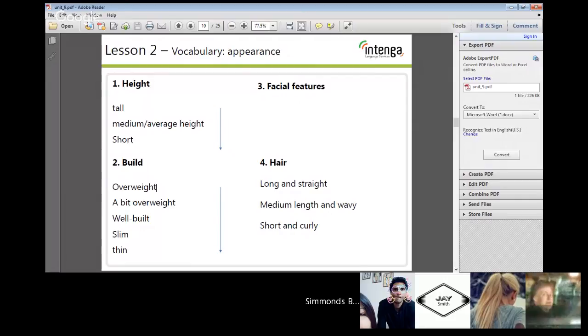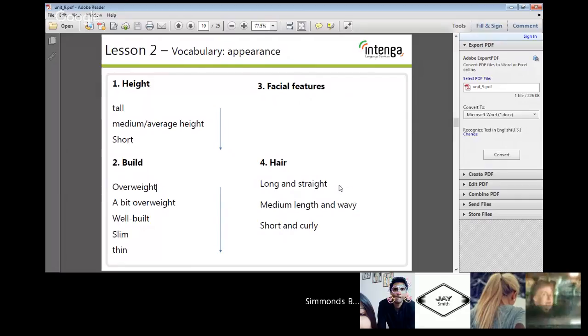Okay. Well, good. Well, actually, let's look at this last category here, hair. And actually, there's nothing under short and curly. So we have long and straight, medium length and wavy, short and curly. All right, so we have 3 lengths, long, medium, and short. And then different hair textures, maybe I can say.